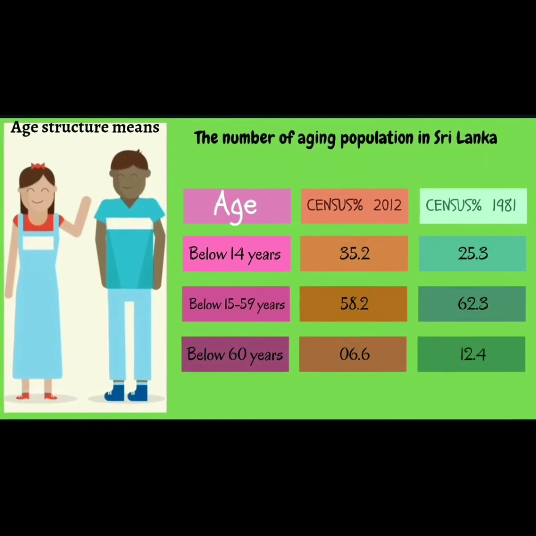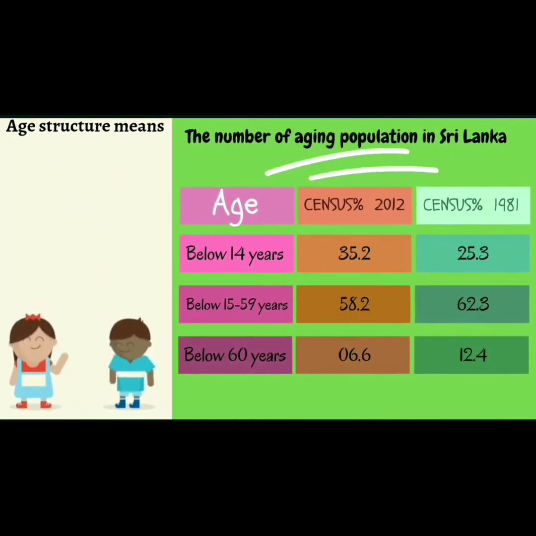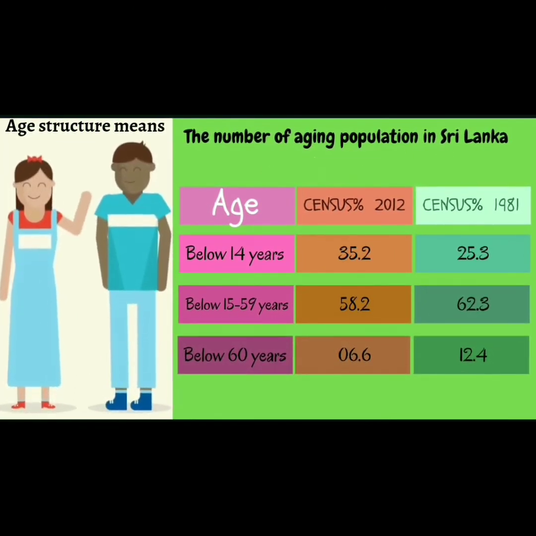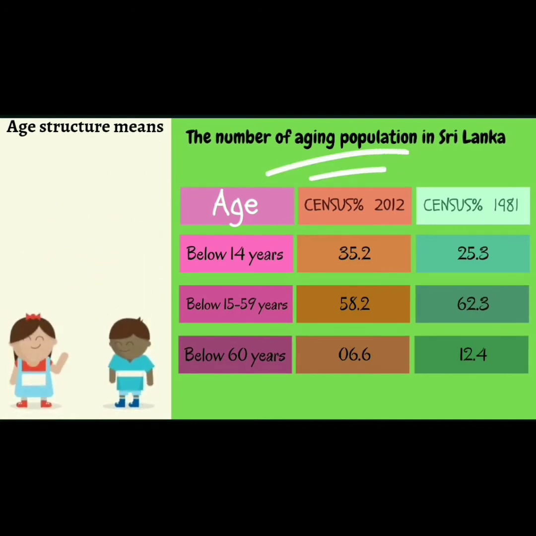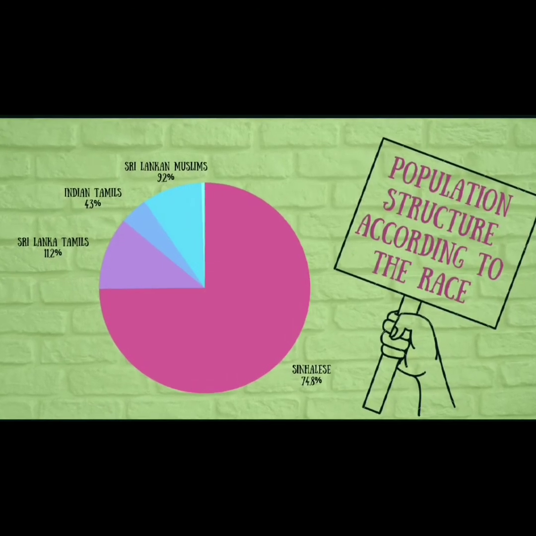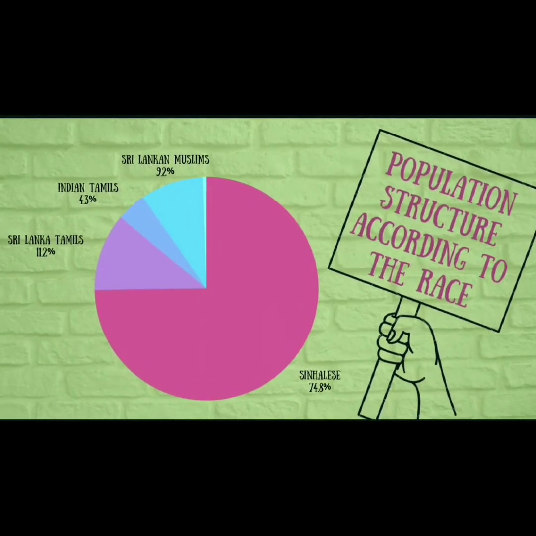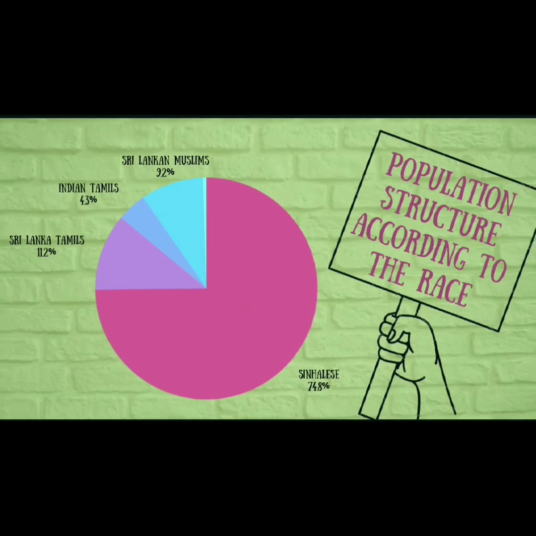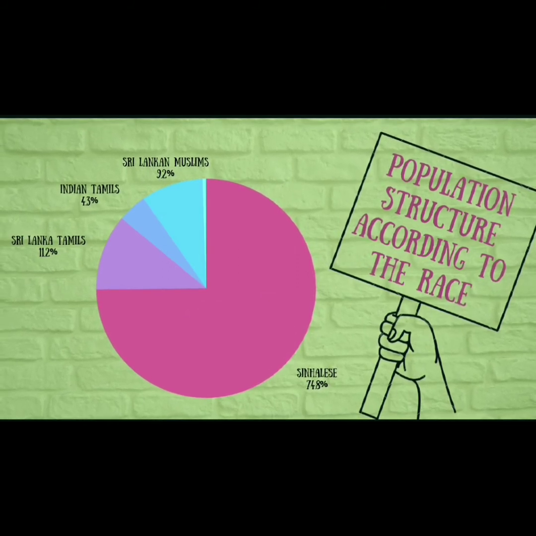Age structure. According to the age structure in Sri Lanka, the aging population has increased to a certain amount. It is expressed in the following table. Population structure according to the race. According to the races, ethnic structure is shown given below. It is seen that Sinhalese has the highest percentage and the Indian Tamils have the lowest percentage.